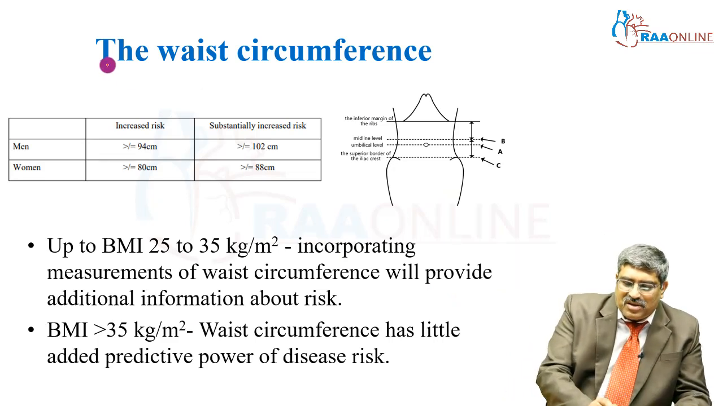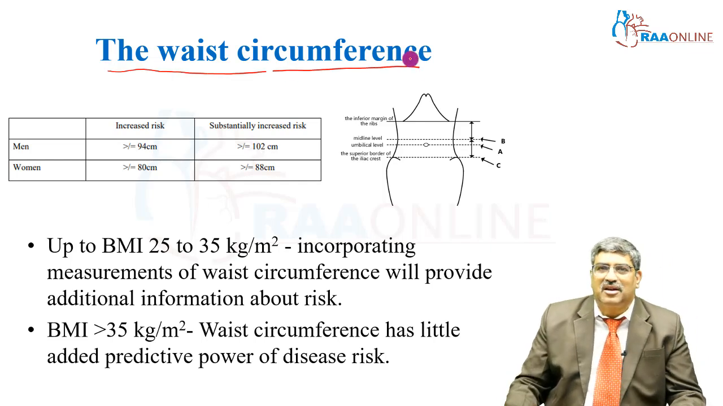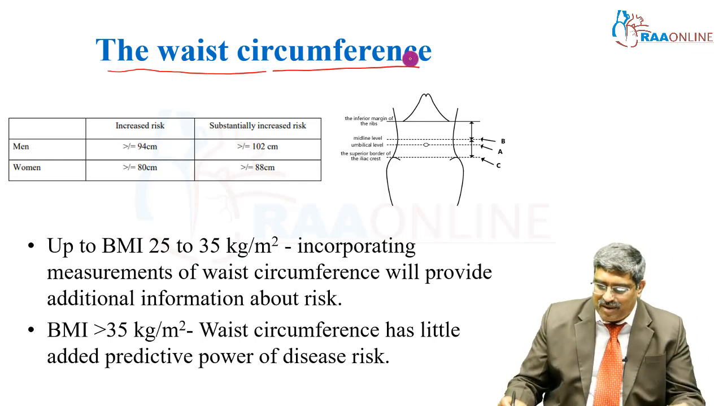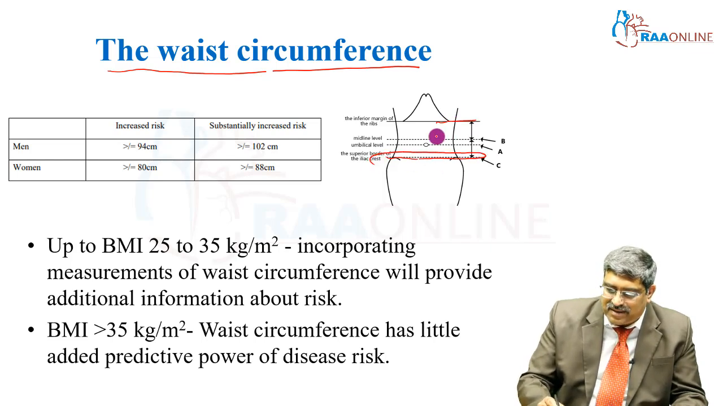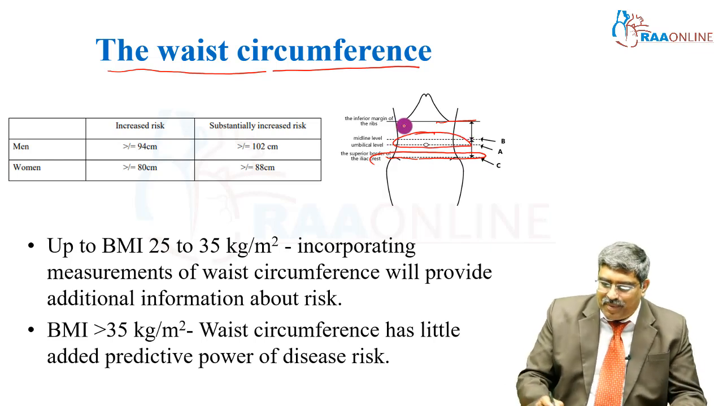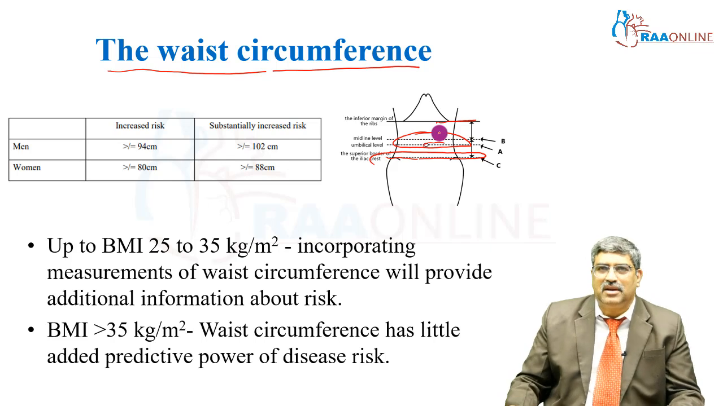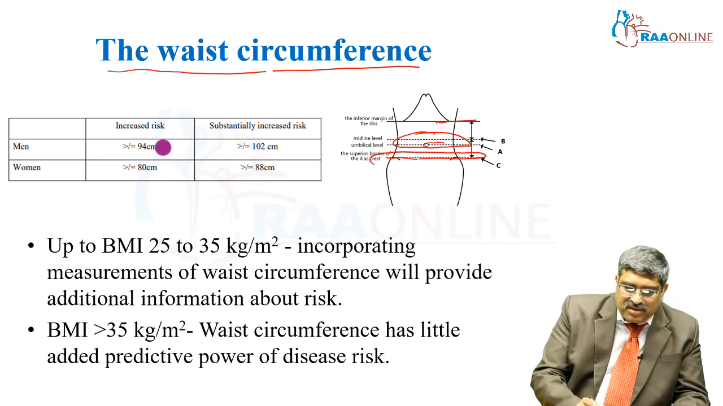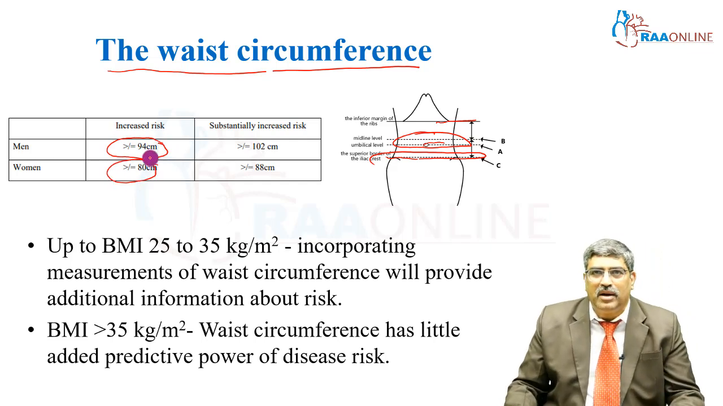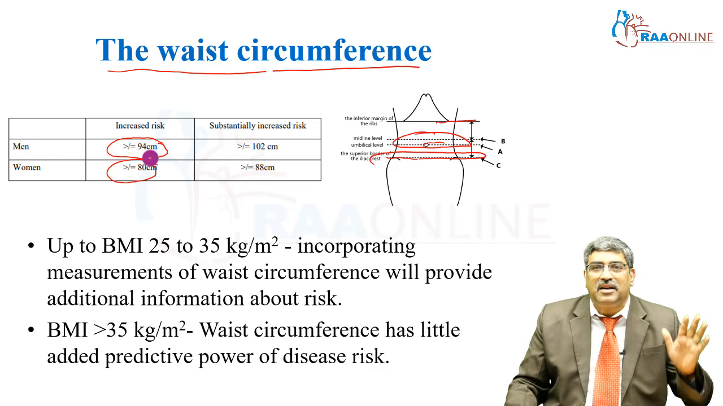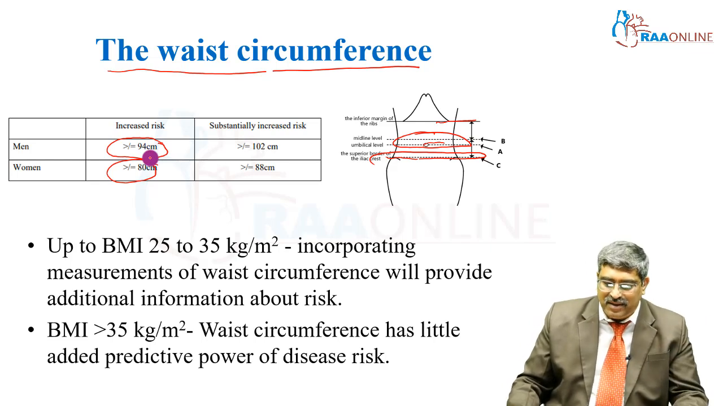The first and foremost is the waist circumference, which is measured between the inferior margin of the 12th rib and the superior border of the iliac crest. Midway, you have to measure the waist. Normally, some people measure at the level of the umbilicus. When the waist circumference is greater than 94 centimeters in men and greater than 80 centimeters in women, that means there is a risk of cardiovascular disease.